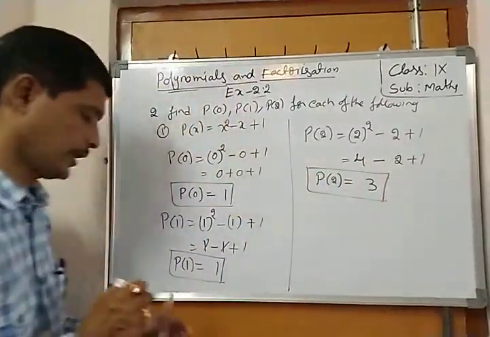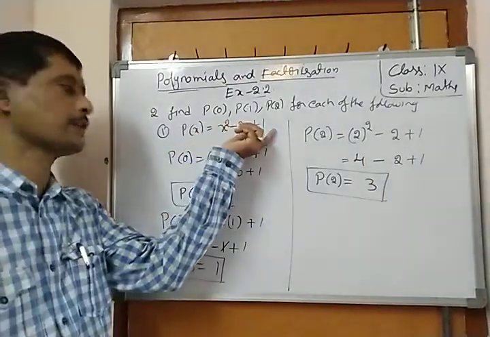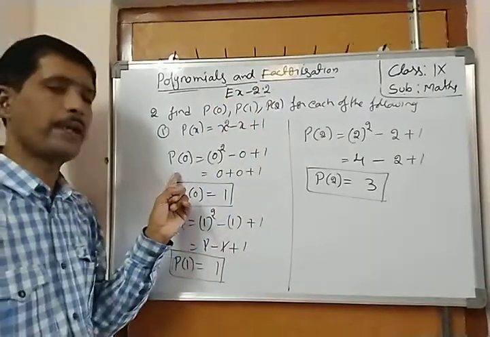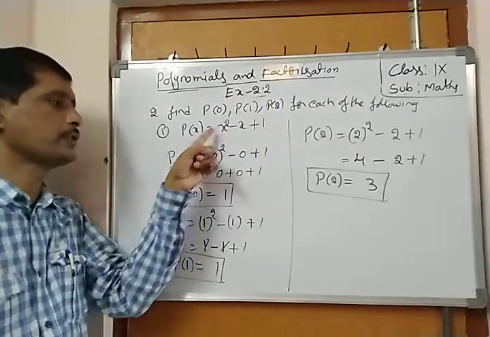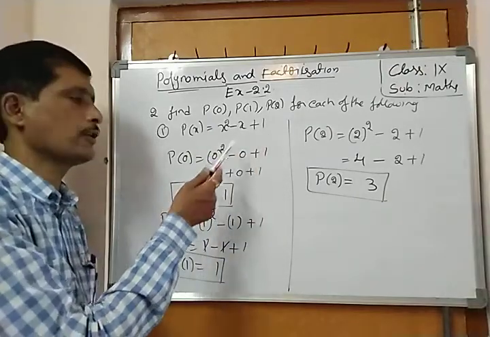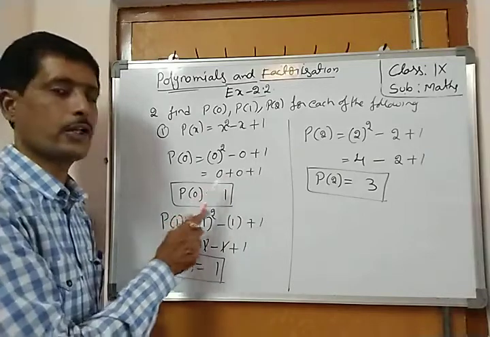Here one more time you see. Here P of x equal to x square minus x plus 1. Here substitute x value 0, 1 or 2 only. Here P of 0, x is replaced by 0. 0 whole square minus 0 plus 1. 0 whole square, that is 0 only. Again 0 plus 0 plus 1, that is P of 0 equal to 1.